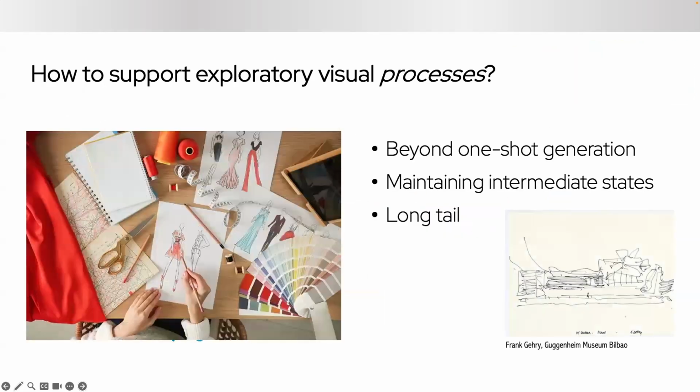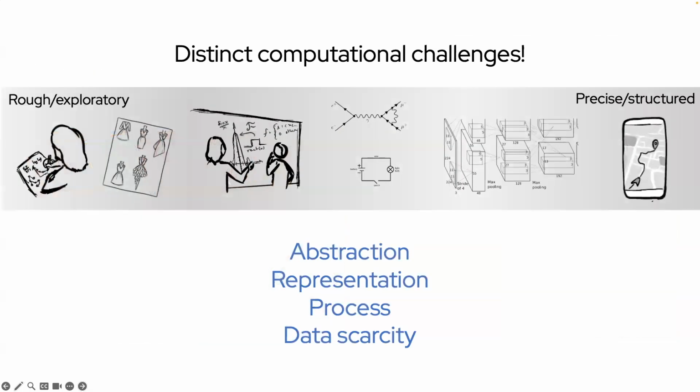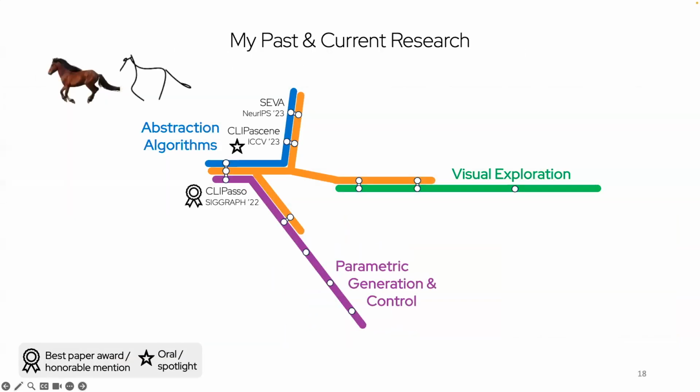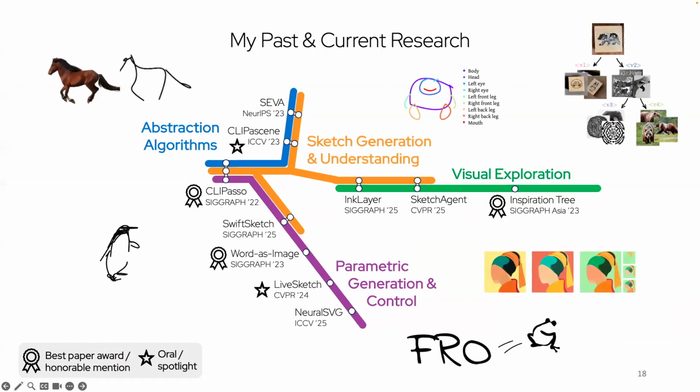And lastly, another question is, how do we support with computational tools more exploratory processes, not only one-shot generation, but when we are not sure what we want to create and we want to explore with models together. So we have these diverse, interesting computational challenges. And back to our map now, with, I hope, a bit more context.